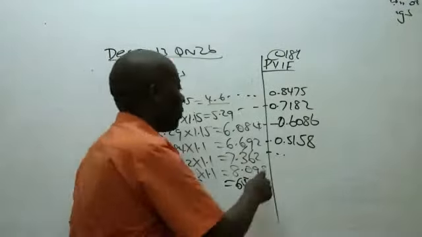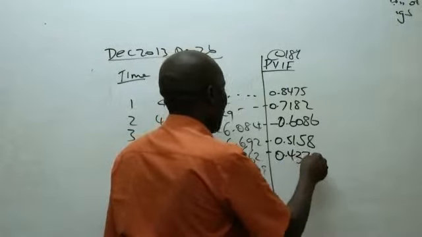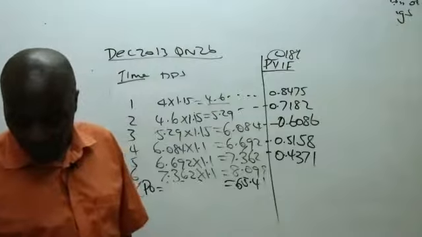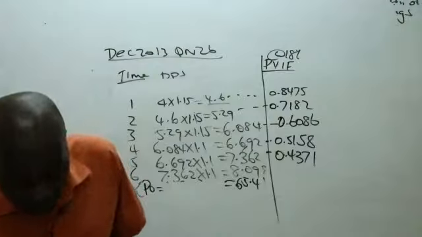0.7371, 0.4371. How about the sixth one? The sixth one, ladies and gentlemen, what do we have there? The sixth one, we have 0.3704.